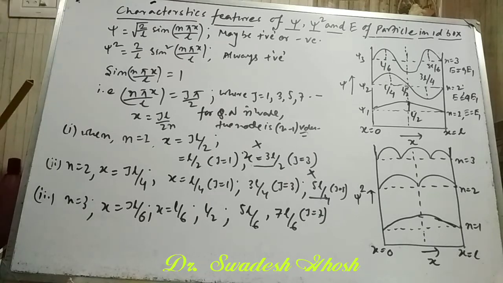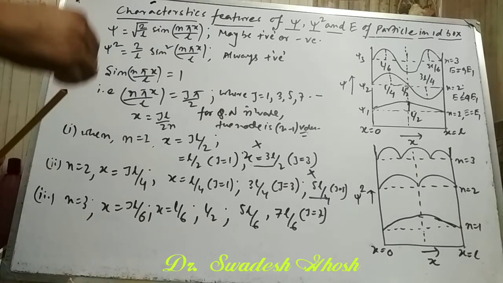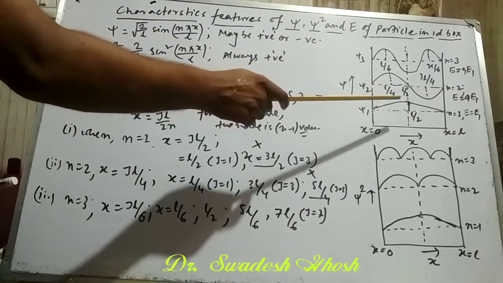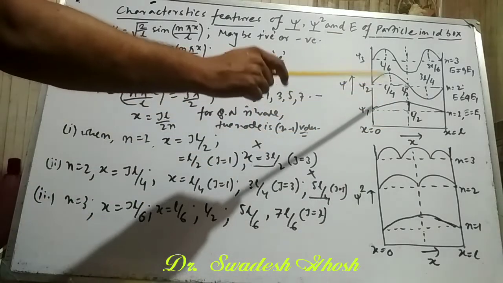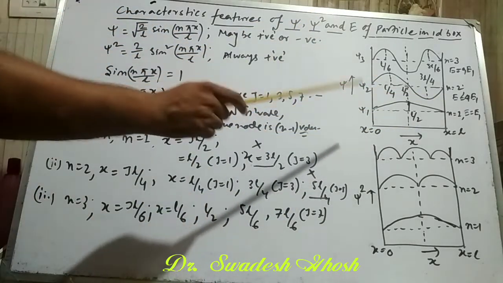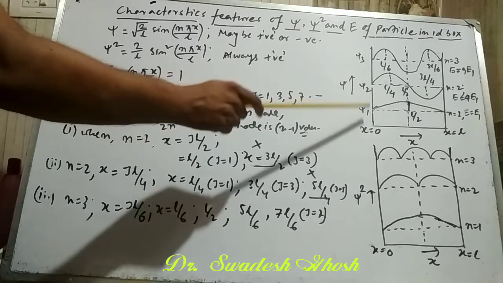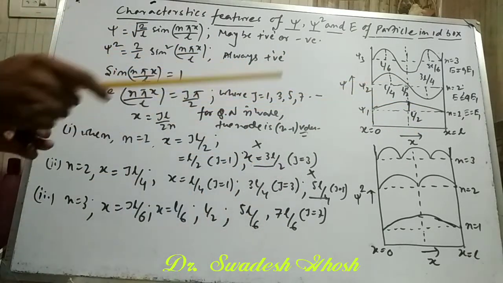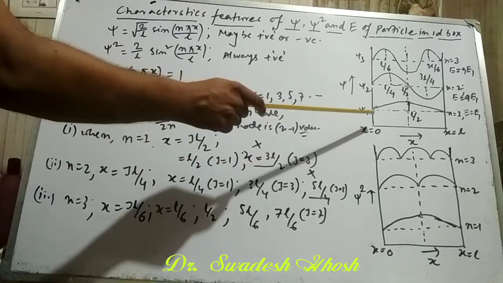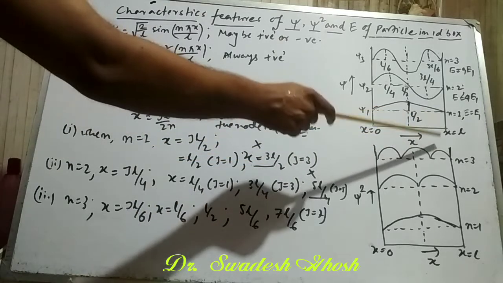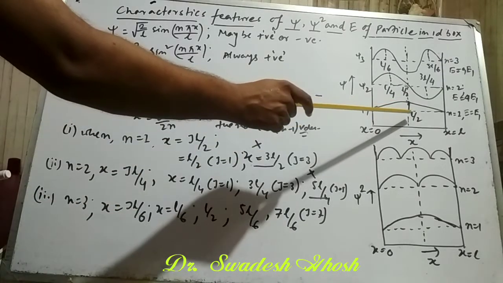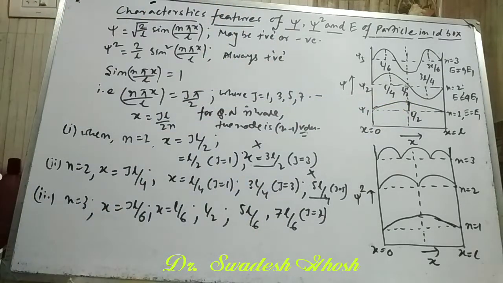The node is the point where the probability of finding the electron density is 0. Now at the quantum number n equal to 1, the wave function vanishes at x equal to 0 and x equal to L, that is, at the boundaries. The probability of finding the electron is 0 at x equal to 0 and x equal to L, and the probability of finding the electron density is maximum at the L by 2 point.